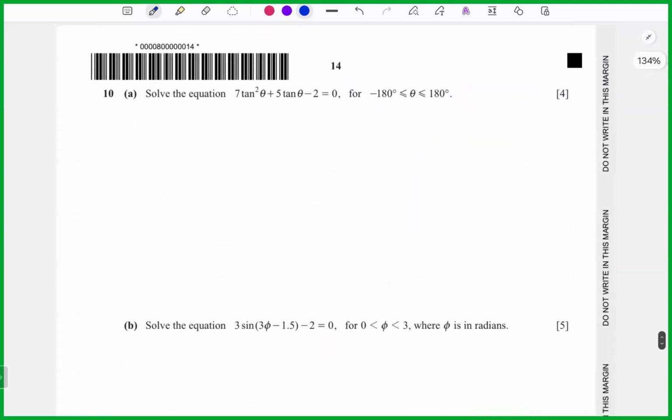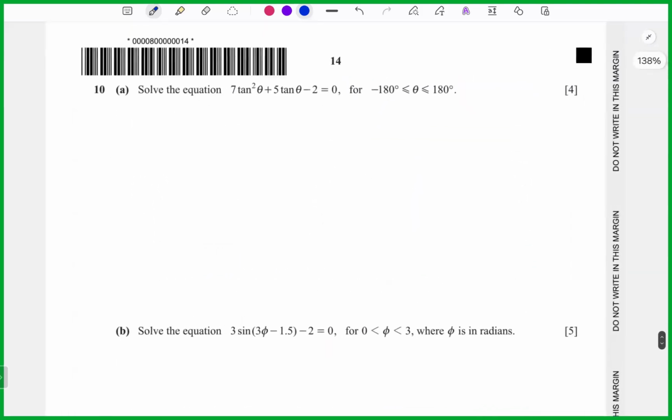Let's go to the next question. Question 10: solve the equation 7 tan squared theta plus 5 tan theta minus 2 equals 0, for theta between negative 180 degrees and 180 degrees.